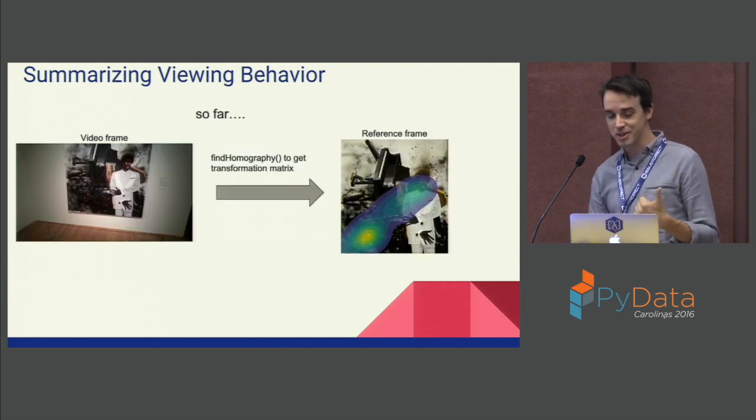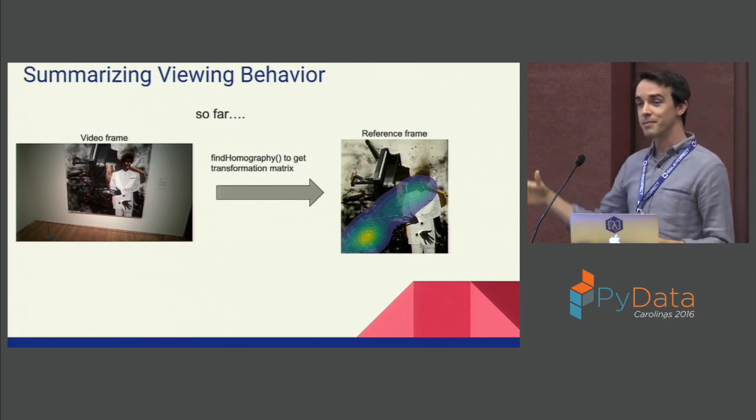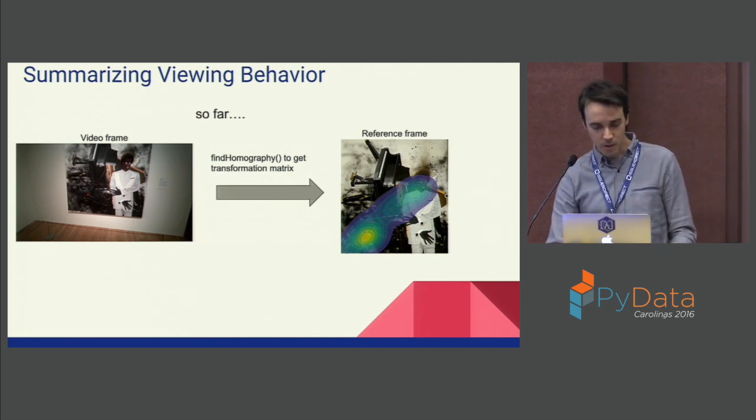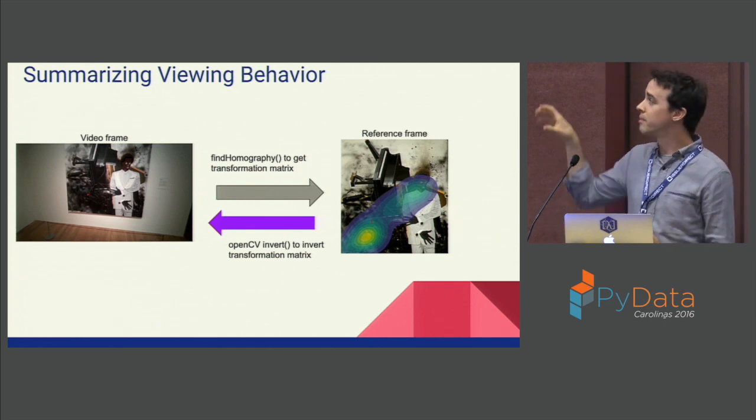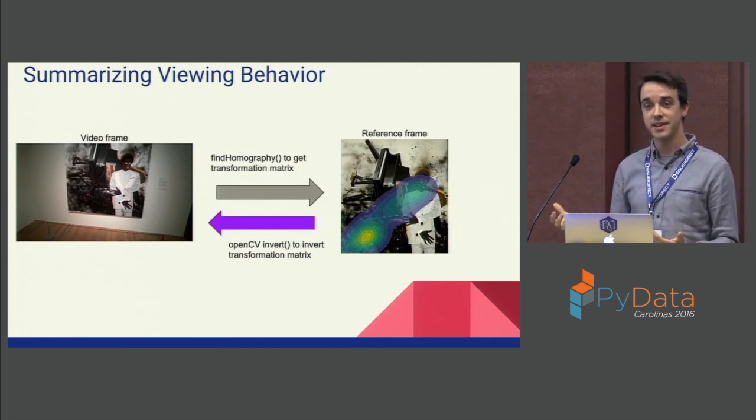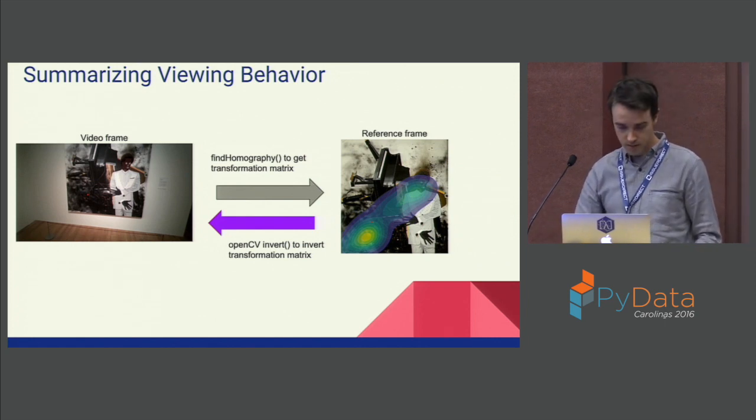And as Shariq mentioned earlier, we have a transformation matrix that will go from the video frame to the static reference image. But you can simply invert that matrix, and then you have a new matrix that will map from the reference image back into the video frame. So all these plots that we're doing, we can then overlay directly on the original source video itself.